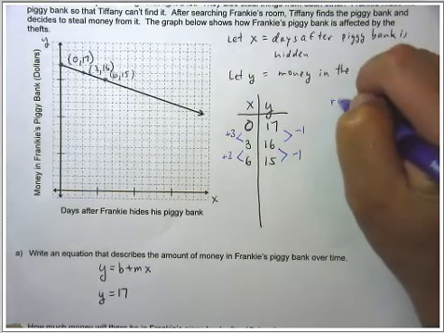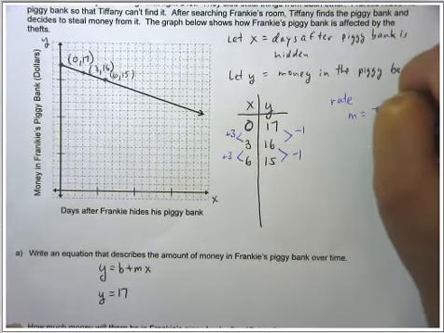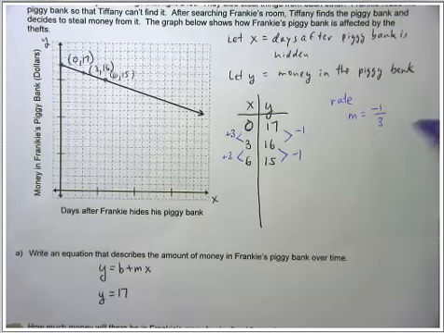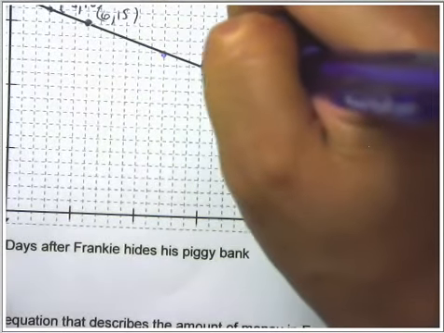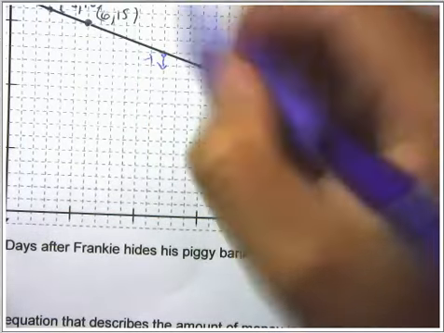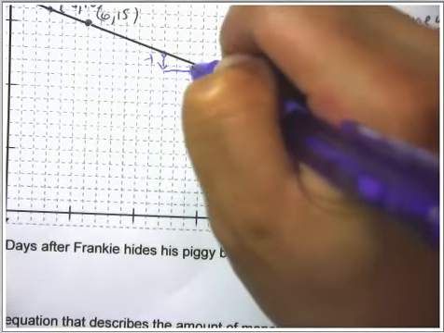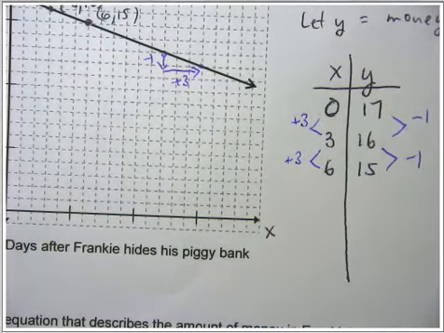So our rate, our slope, we can use m, is going to be negative 1 over 3, or negative 1/3. And you can see that in the graph. If I were to zoom in here, you can see, let's say, from this point to this point, the money is going down by 1 as the number of days increases by 3. Okay? So our slope is negative 1/3.